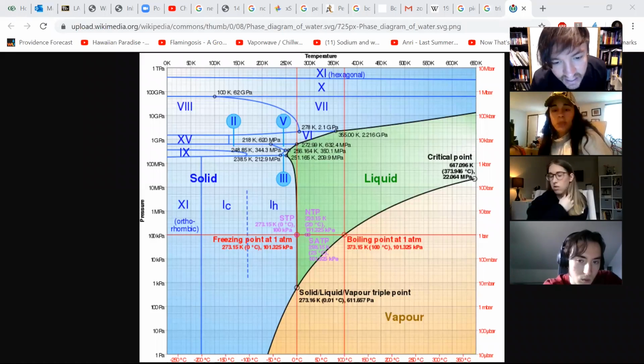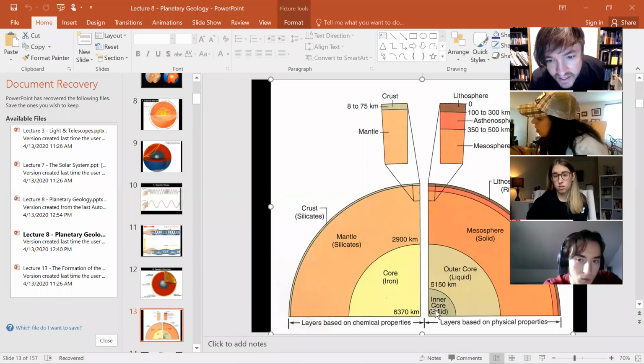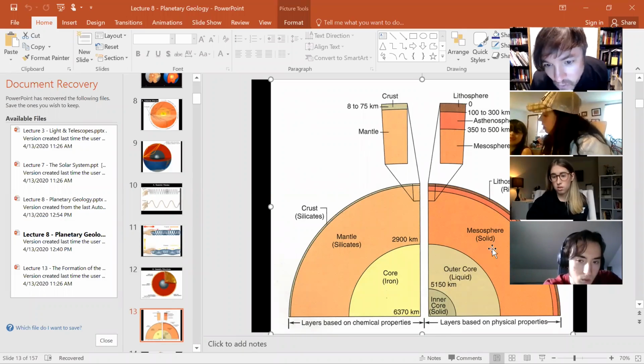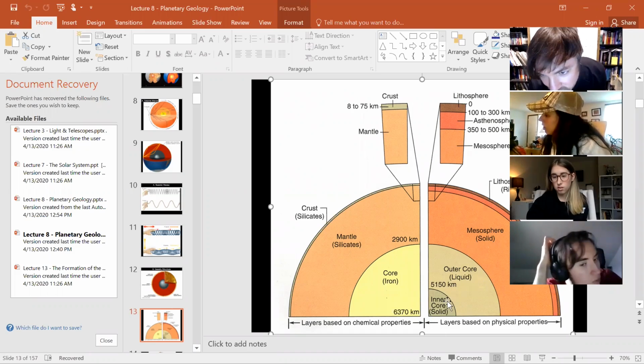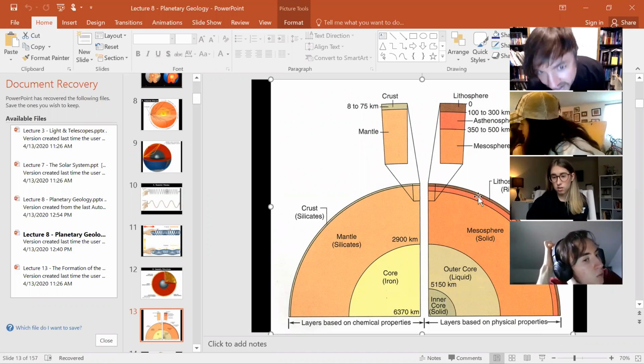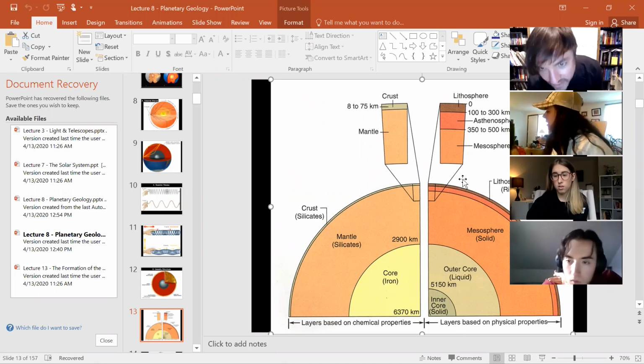The reason I'm telling you this is because naively, you might be tempted to think that the solid inner core is colder than the outer liquid core because this is solid and that's liquid, but that's just not how Earth works. As you go down into the interior of Earth, pressures rise and temperatures rise immensely.